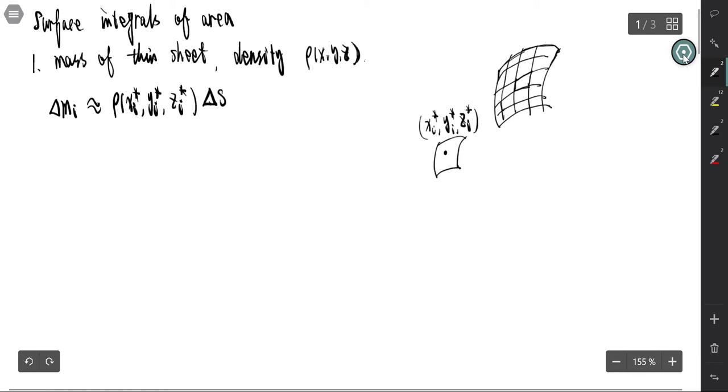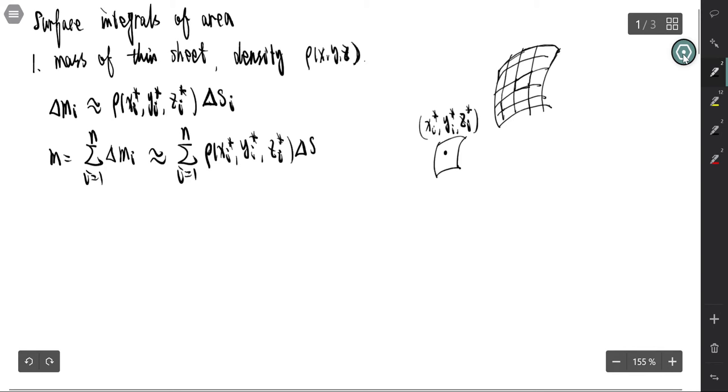Then the density times the area is the mass of this section, and the total mass, the summation of the masses of all small sections, can be approximated by the summation, i from 1 to n, of rho(x_i*, y_i*, z_i*) times delta S_i. If we let delta S, the maximum area of all the parts, approach zero, then we get the precise value of the total mass.